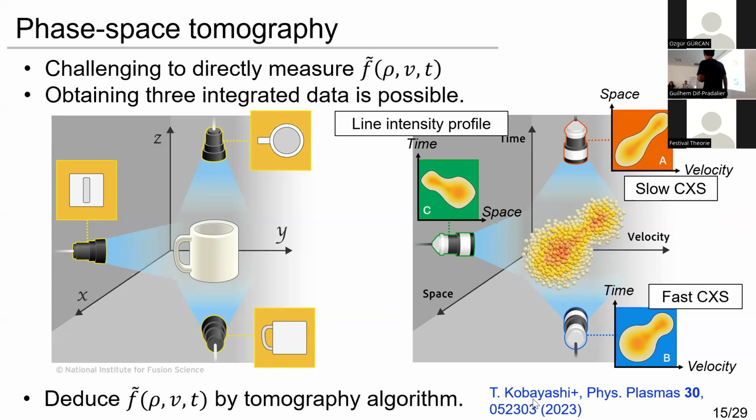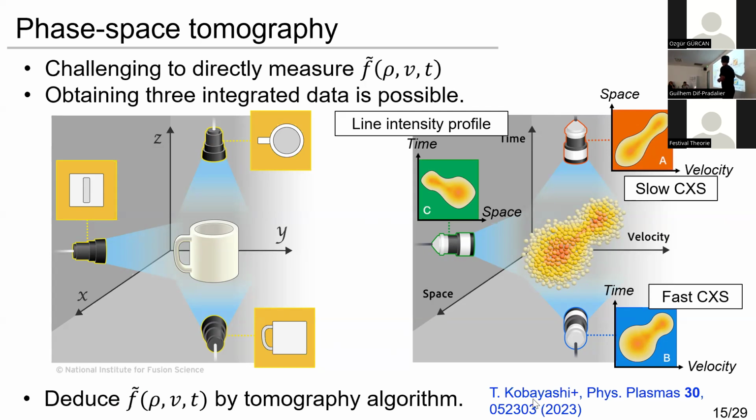So let me show an example of the three-dimensional tomography in real space. So we have our object here. Then we have three different layer sides having three different two-dimensional images. By combining the three images, we can try to depict the original structure in three dimensions. We will apply this consideration to the phase space.